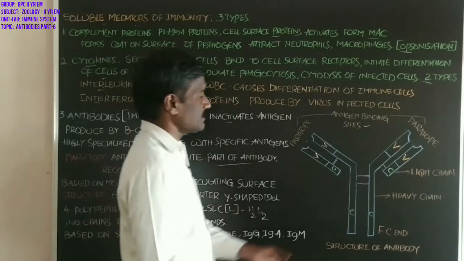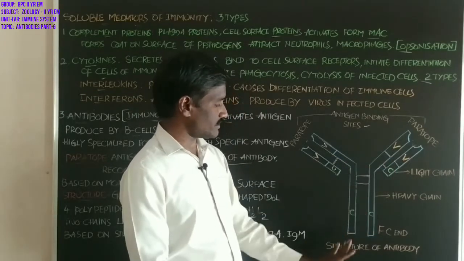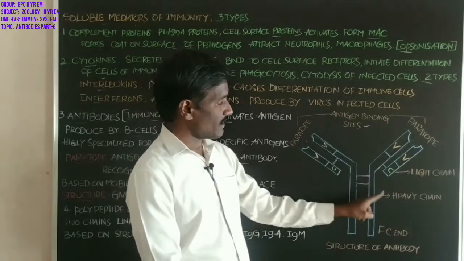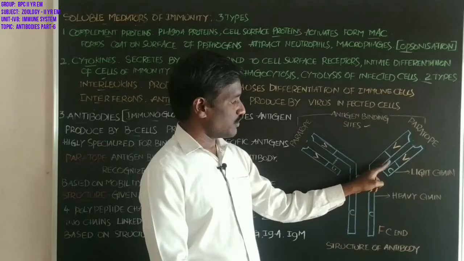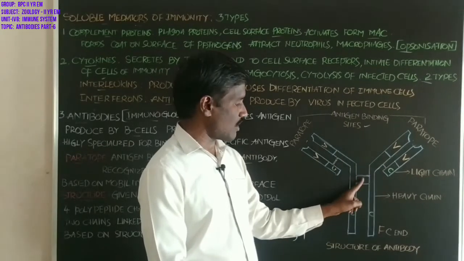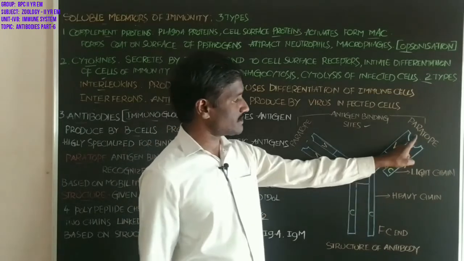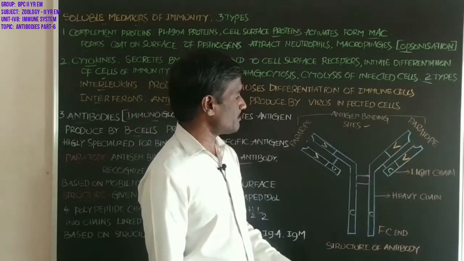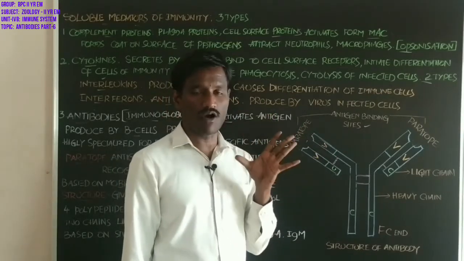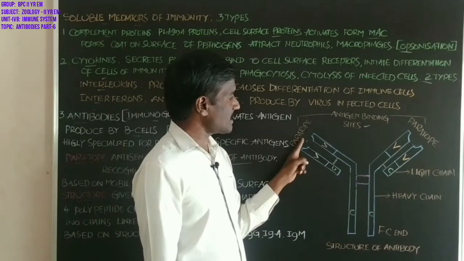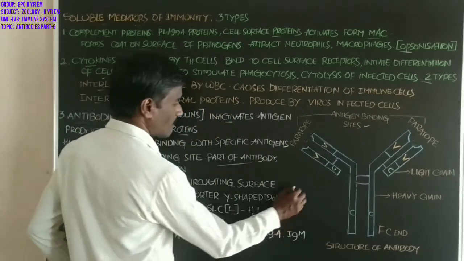This is the Y-shaped structure of the antibody, with heavy chain and light chain, both combined with disulfide bonds. Next, each antibody shows two sites. One is the antigen binding site, Fab, student, that is called Fab.